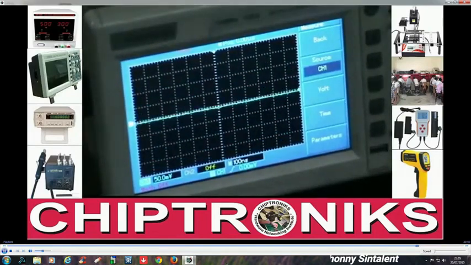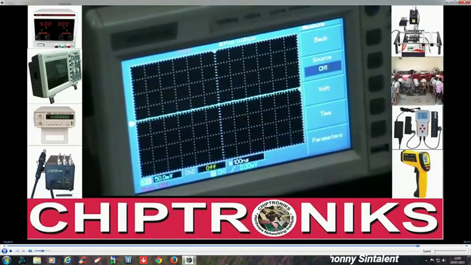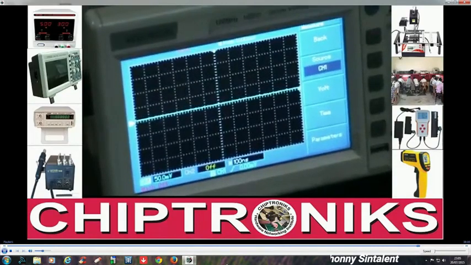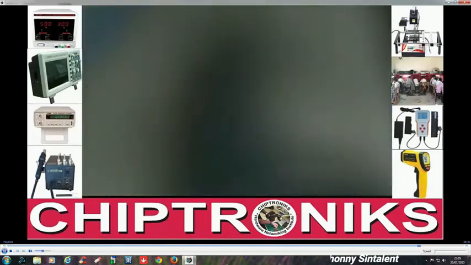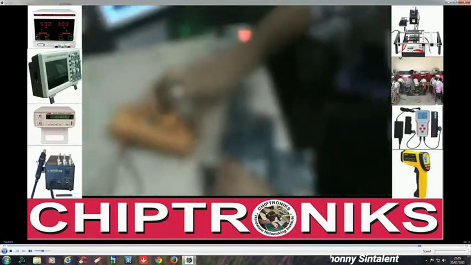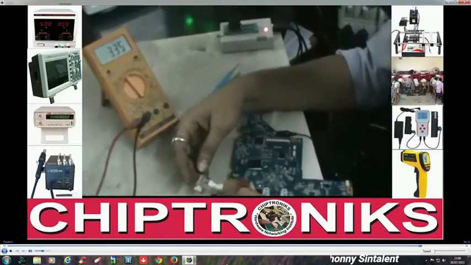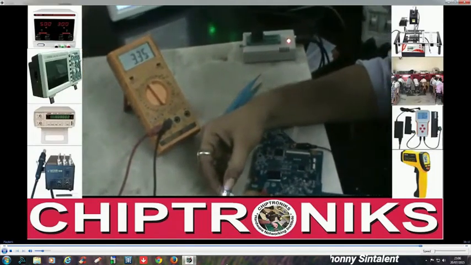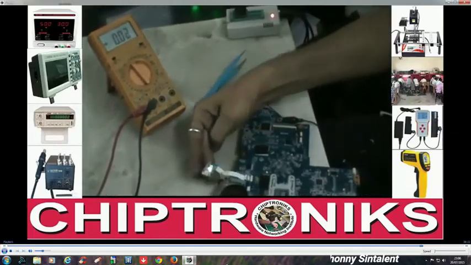Now here we check whether it gets power on or not. Here we get 3.3 volt on the on/off switch, and yes, it was started.